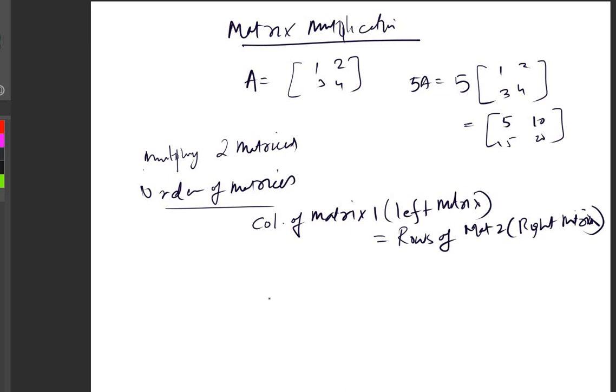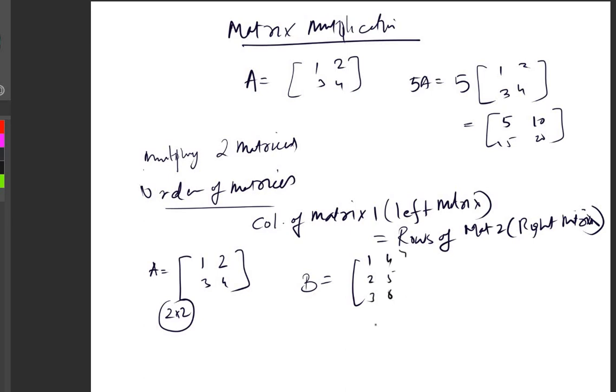Now, what does that mean? Let us say we have a matrix A, which is 1, 2, 3, 4. The order of this matrix is 2 cross 2, correct? Let's say I have another matrix B, which is 1, 2, 3, 4, 5, 6. The order of this matrix is 3 cross 2.